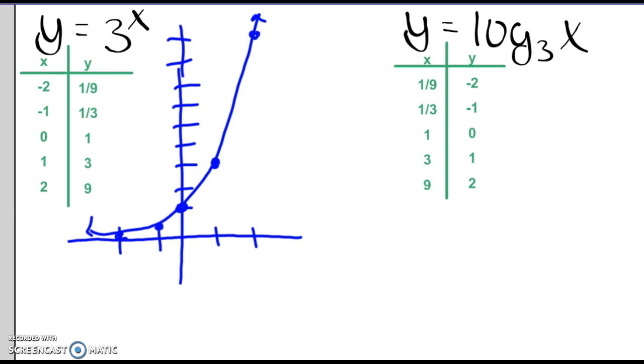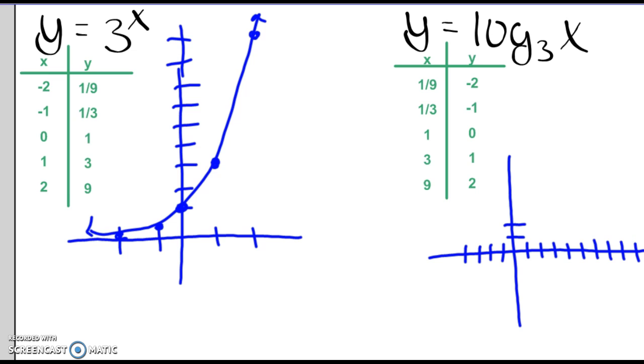I'm going to do the same for this, except my scales are going to be a little bit reversed. So I'm going to go to 9 on my x's, 1, 2, 3, 4, 5, 6, 7, 8, 9. I don't have to go as high on my y's or as far low. I'm going to switch pen colors so that I can see it better. I'm going to start by plotting 1, 0. 1 on the x, 0 on the y. Then I'm going to plot 3 on the x, 1 on the y, and then 9, 2. Now I'm going to plot 1/3, negative 1, and 1/9, negative 2.